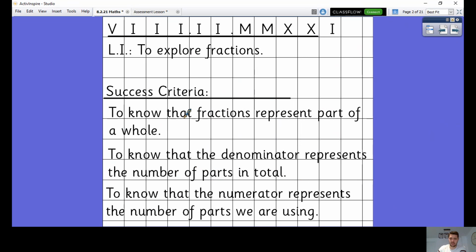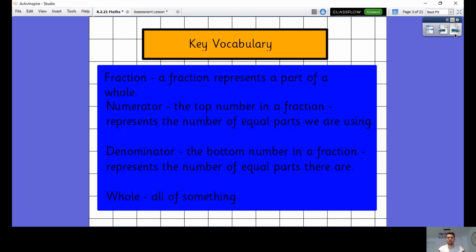So, success criteria: to know that fractions represent part of a whole. And then these two key words here: denominator is the bottom part of a fraction, which tells us how many parts there are in total. And numerator is the top part of a fraction, and that tells us how many parts we are using. That makes sense as we go along.